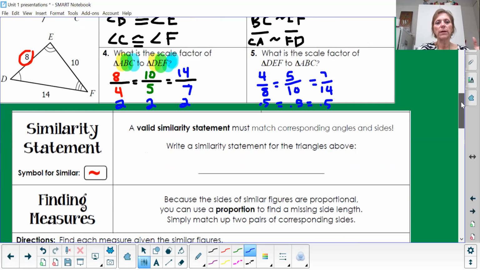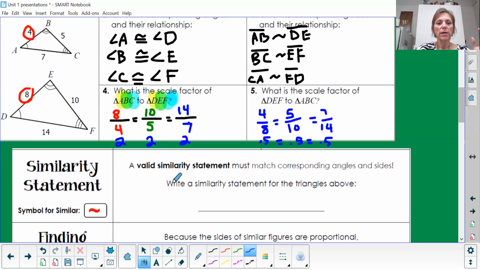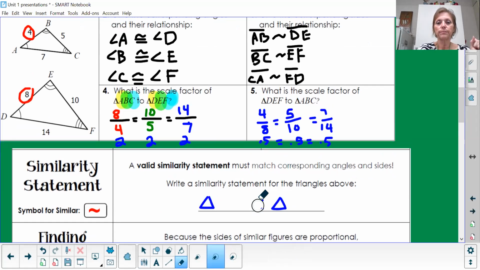Okay, going on, similarity. We're going to need these pictures. It says a valid similarity statement must match corresponding angles and sides. Write a similarity statement for the triangles above. So go ahead and write two big triangles, put some space between them, put congruent, because basically they are similar. Oh, I'm sorry, this is a similar, so I'm jumping ahead of myself.